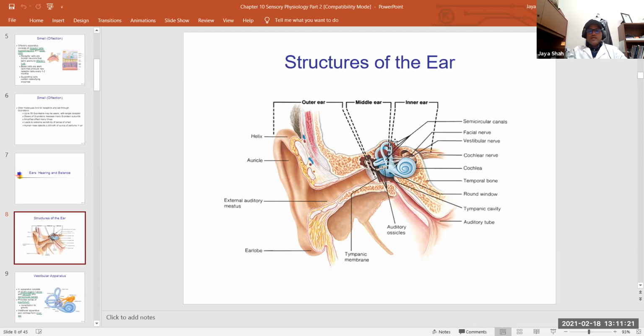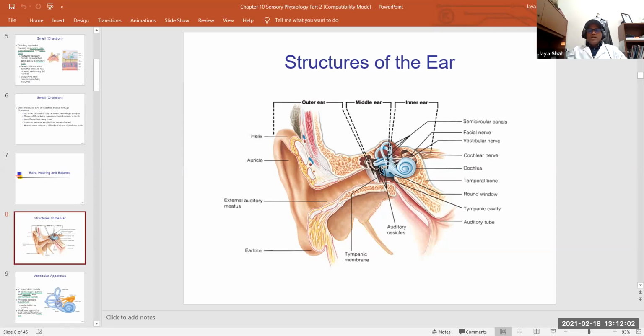So what are the boundaries? The tympanic membrane or eardrum is the boundary. From here, everything outside is the external ear. Helix, auricle, external auditory meatus, earlobe, these are all the external ear. From the tympanic membrane to the oval window and round window, or lateral wall of the inner ear, is called the middle ear cavity. And the middle ear cavity is also called the tympanic cavity.